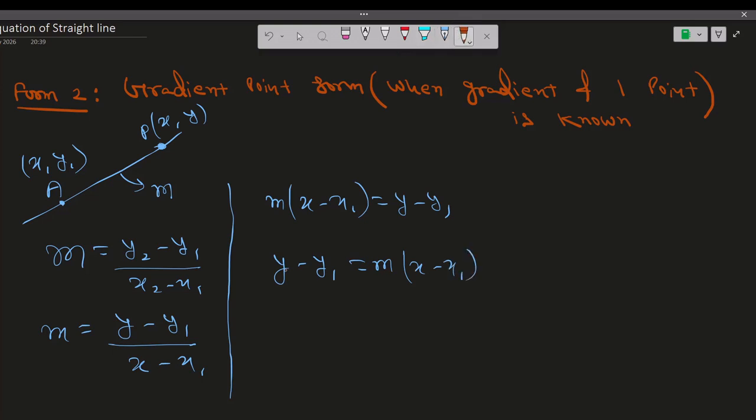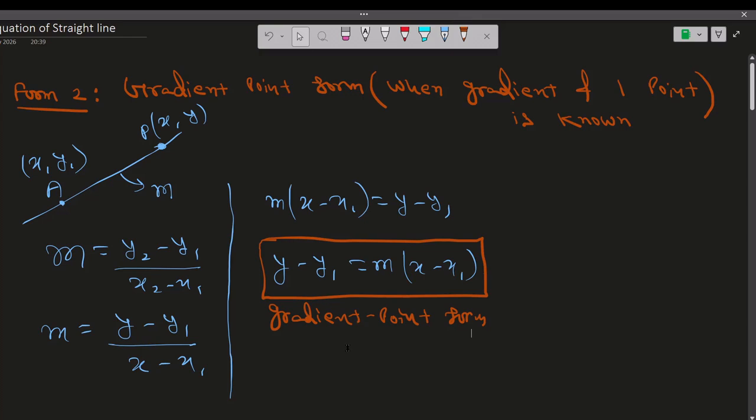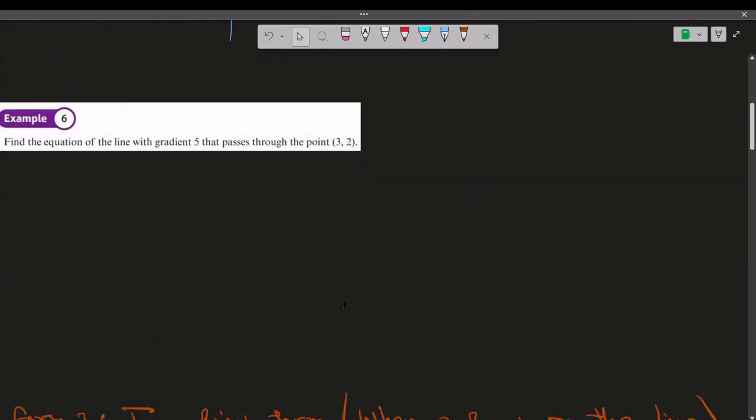This form is called the gradient-point form of a line. So if the coordinates of the point are x1, y1 and m is the gradient of your line, then the equation of the line will be y minus y1 equals m into x minus x1. Let us take questions now.